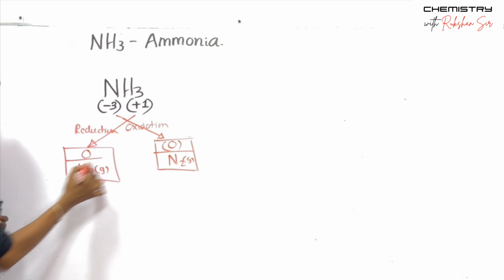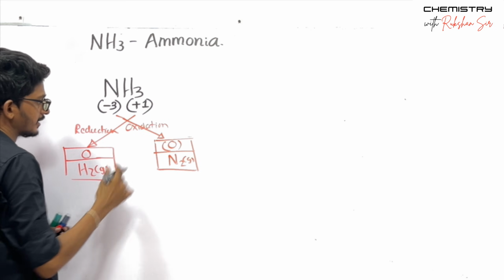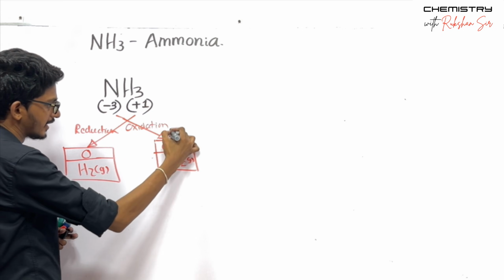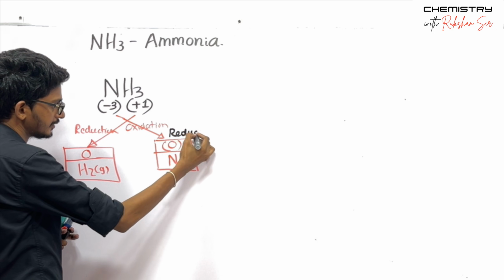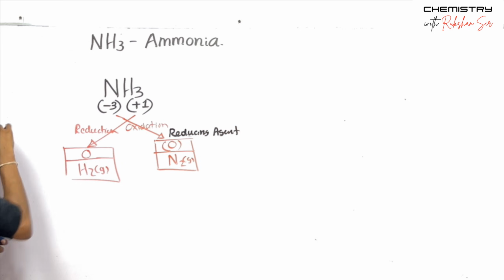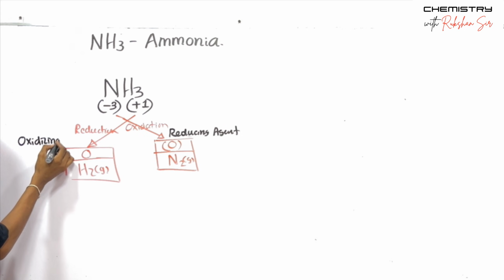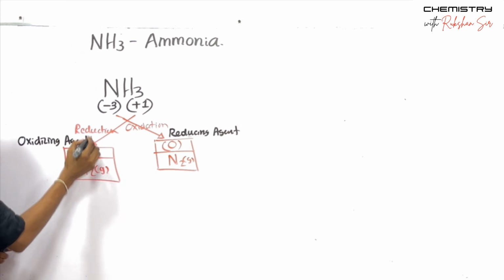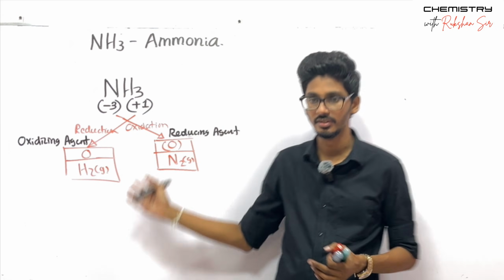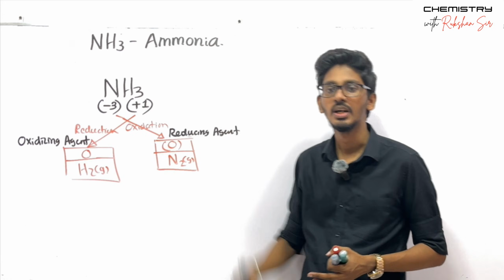So ammonia can act as a reducing agent. When ammonia oxidizes, the other chemical will reduce, so ammonia acts as a reducing agent. Or ammonia can act as an oxidizing agent when it reduces. So we have to discuss those 2 situations, those 2 categories: ammonia as an oxidizing agent, and ammonia as a reducing agent.